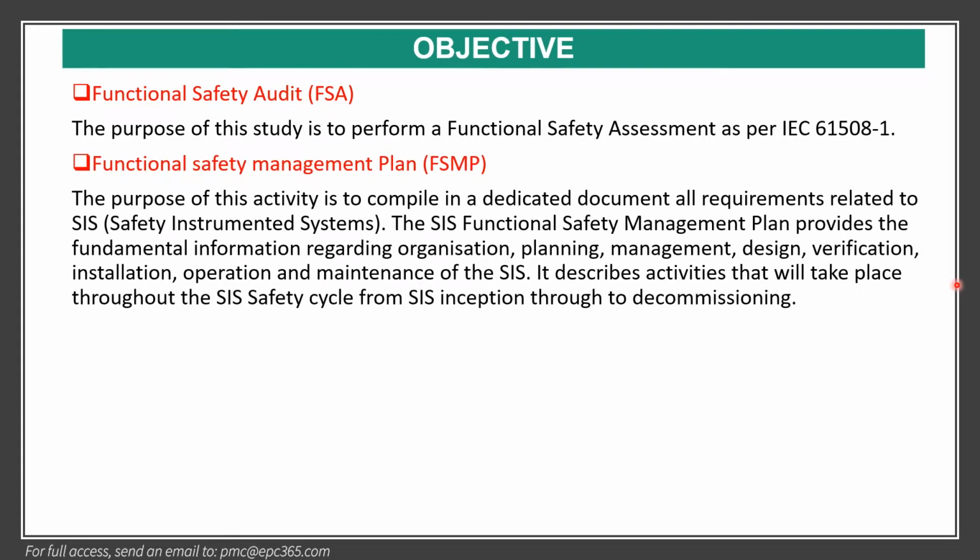We also discuss the functional safety management plan. The purpose of this activity is to compile a dedicated document of requirements related to SIS, Safety Instrumented System. The SIS Functional Safety Management Plan provides the fundamental information regarding organization, planning, management, design, verification, installation, operation, and maintenance of SIS. It describes activities that will take place throughout the SIS safety life cycle, from SIS inception through decommissioning.